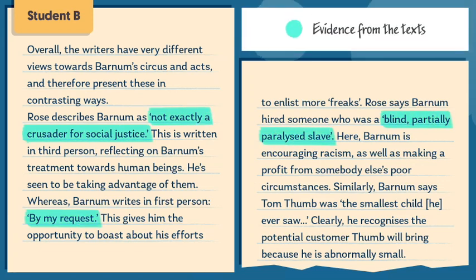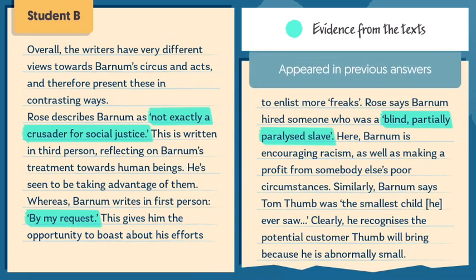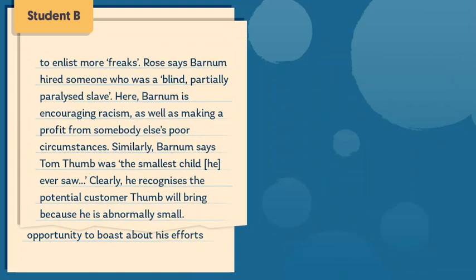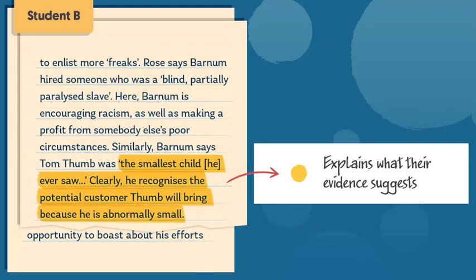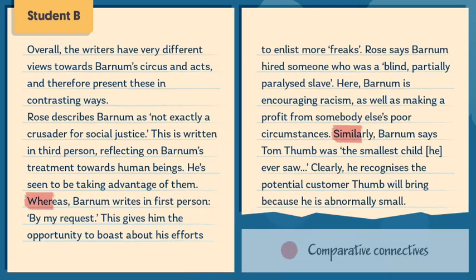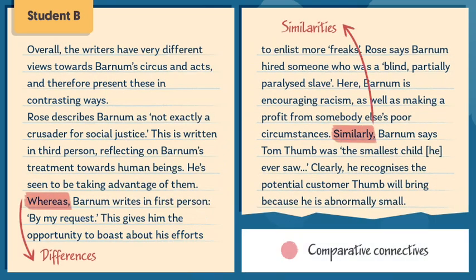Some of the evidence they've used here has also appeared in previous answers we've looked at, as it was relevant for previous questions. Luckily for student B, some of the same pieces of evidence are correct for this question, which has saved them time. Following this, they explain what their evidence suggests, and sometimes, and where appropriate, comment on the writer's language choices. Finally, they use comparative connectives to indicate to the examiner whether they're going to address similarities or differences.